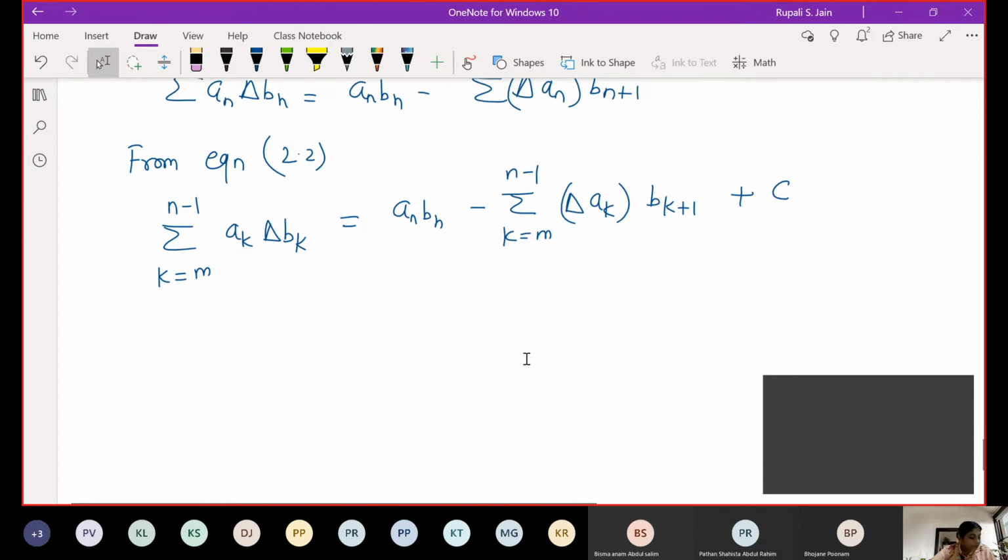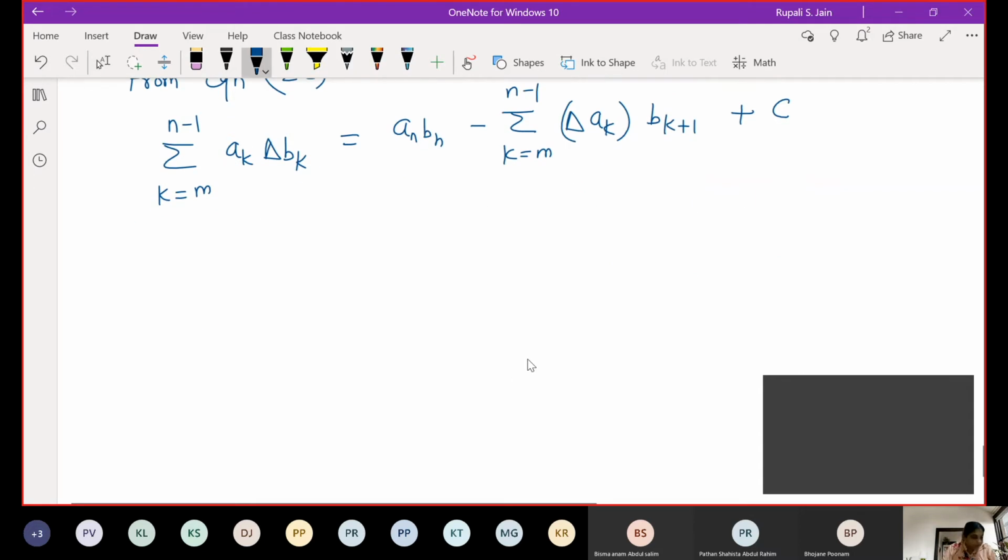Now I want to find this c. To evaluate c, put n equal to m plus 1. What do we get? If I substitute here n equal to m plus 1, what will I get?